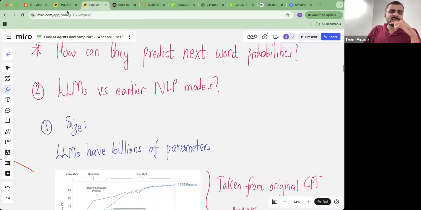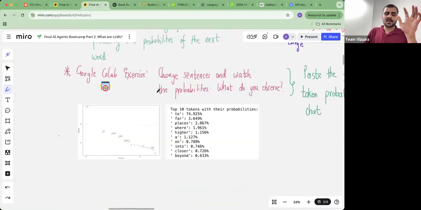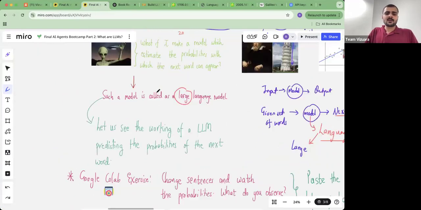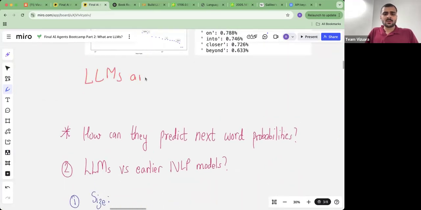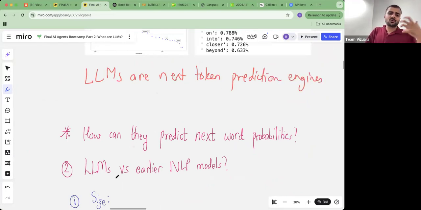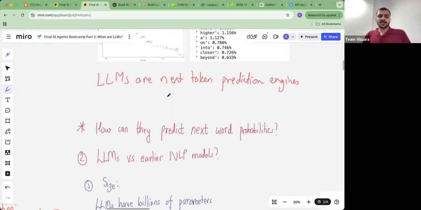So yeah, this is the first section of what I plan to cover today: large language models. Let me write down the takeaway. LLMs are next token prediction engines. You can think of them as an engine which takes into account the input set of tokens, and then predicts the next token.